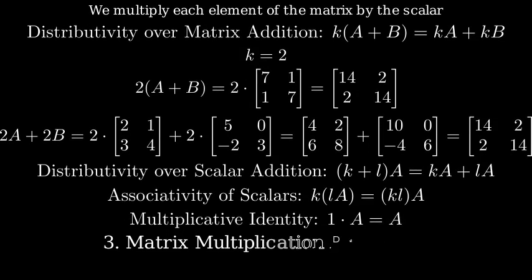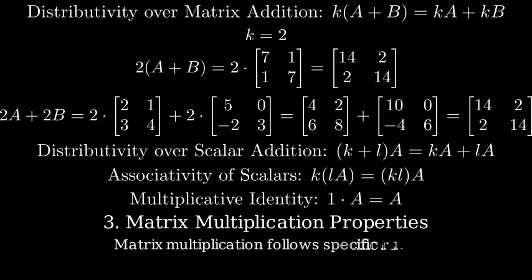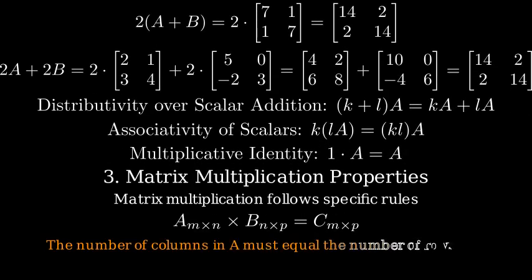Now, let's move on to matrix multiplication, which is more complex than the previous operations. For matrix multiplication to work, the number of columns in the first matrix must equal the number of rows in the second matrix. Let's recall how to multiply two matrices. If we have a 2 by 2 matrix A and another 2 by 2 matrix B, we compute each element of the product by taking the dot product of rows from A with columns from B.